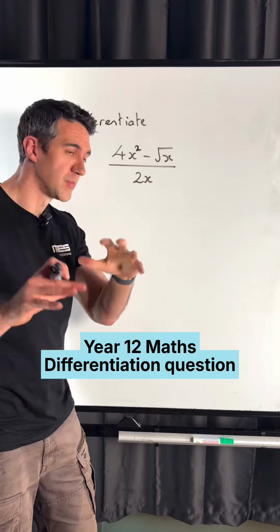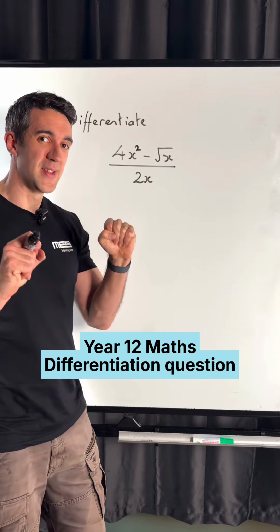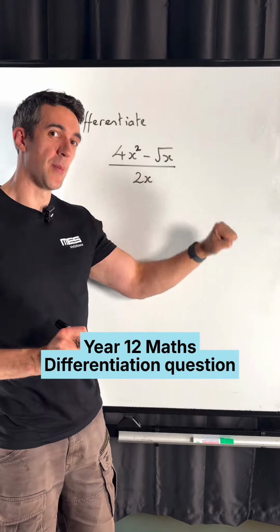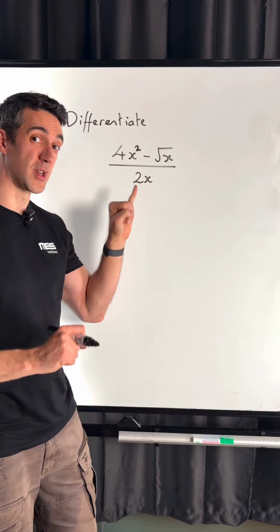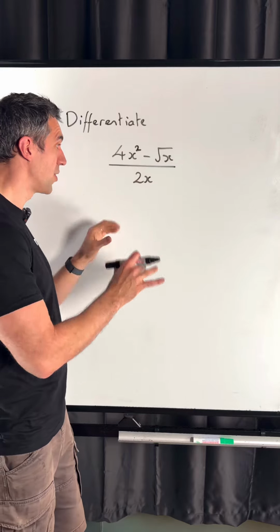Now, hopefully we know that to differentiate it, we've got to write it in the correct form, which is something times x to a power. And that's not what this looks like. So job number one is to rewrite it.